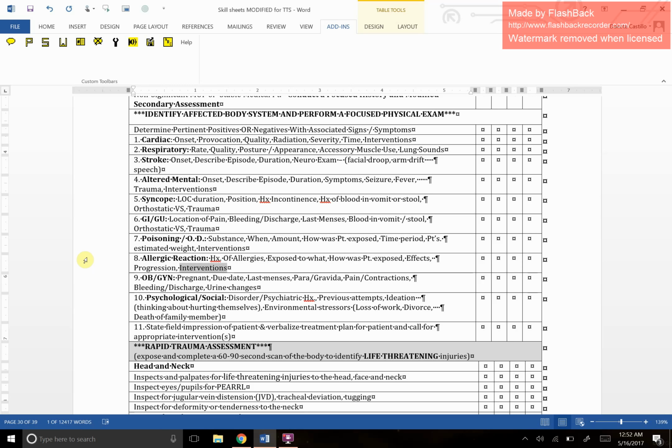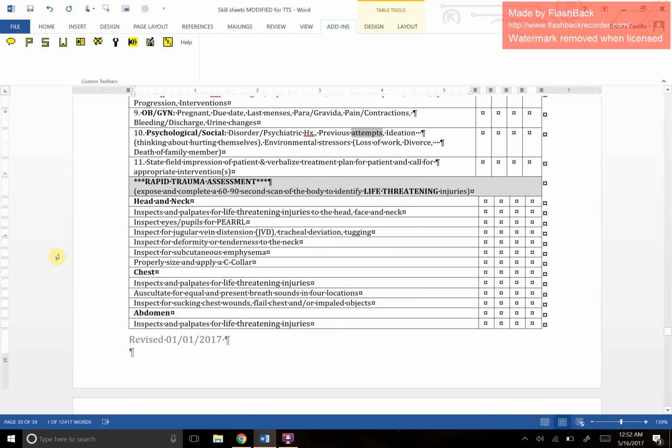Progression, interventions. 9. OB/GYN: pregnant, due date, last menses, para/gravida, pain/contractions, bleeding/discharge, urine changes. 10. Psychological/social: disorder/psychiatric history, previous attempts, ideation, thinking about hurting themselves, environmental stressors, loss of work, divorce, death of family member. 11. State field impression of patient and verbalize treatment plan for patient and call for appropriate intervention.